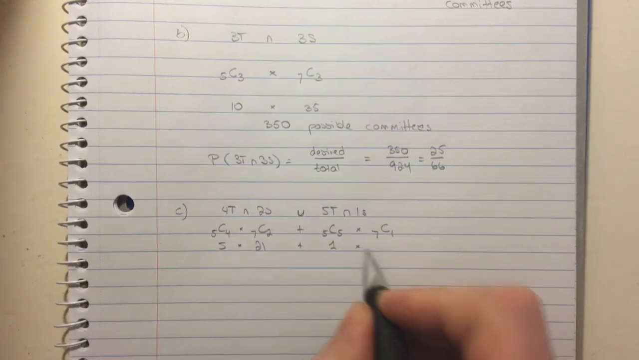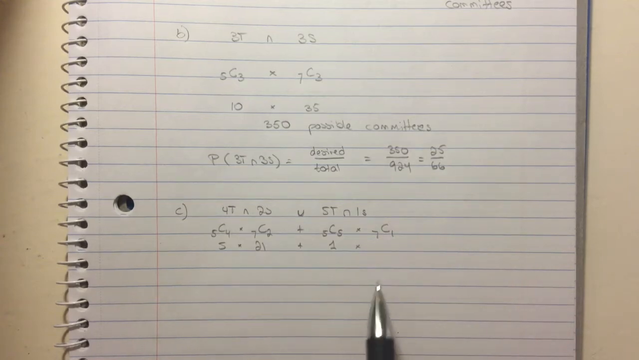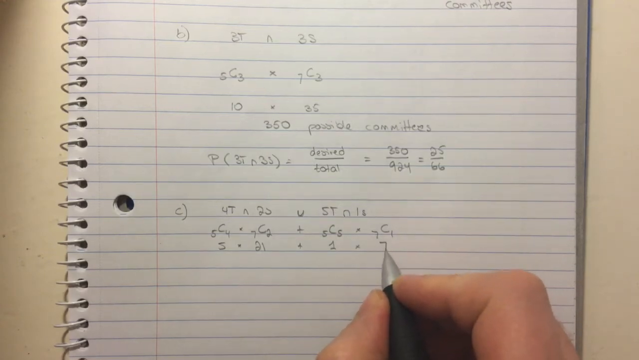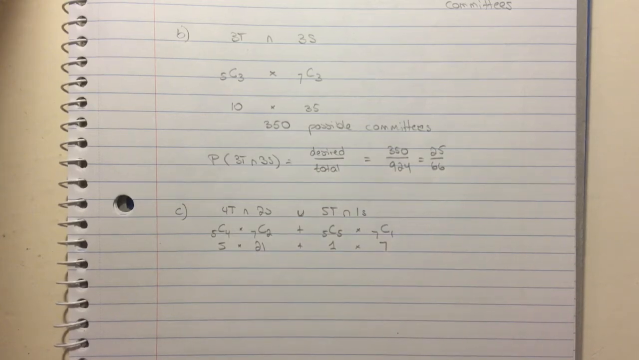And then the next one also should be easy to figure out. How many ways can I choose a group of 1 out of 7 people? Well, that is 7 different ways. And so there are my numbers.